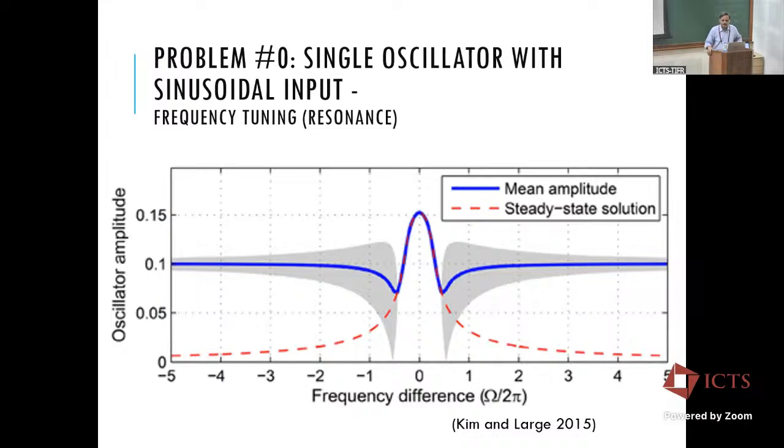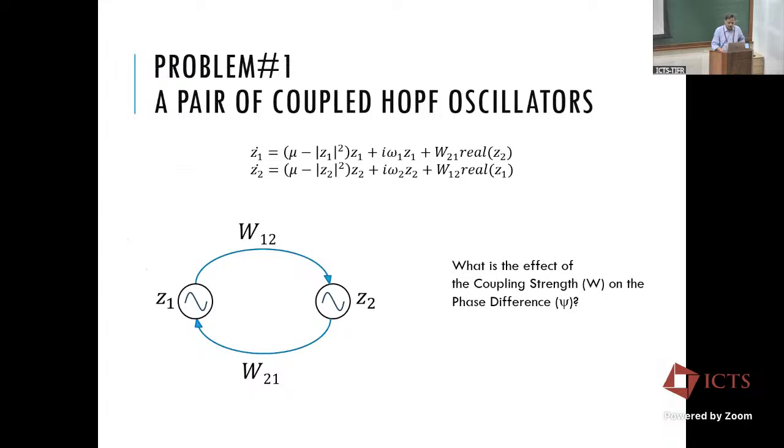So let us start with a single Hopf oscillator. It has a resonant property, as you would expect. This is from Kim and Lerch. The x-axis is the frequency difference. You give it a complex sinusoid as an input. The oscillator has its own intrinsic frequency, let's say omega naught. The input is omega. The difference between these two is capital omega. As you vary the input frequency, the oscillator shows the highest response when the two frequencies match. It's a resonant property. And there's frequency locking only for a small range of the difference. If you go out of that range, there's no frequency locking. So this is a very basic result.